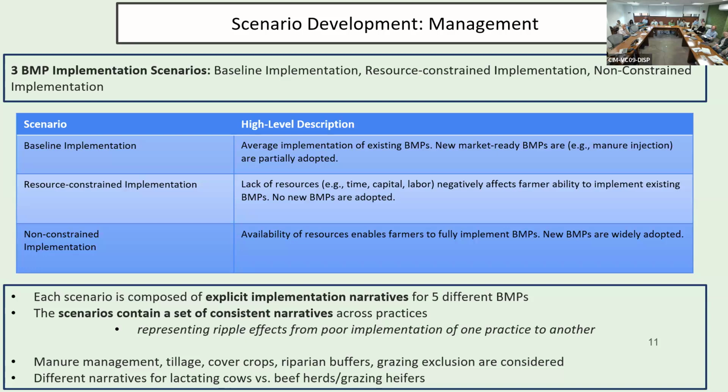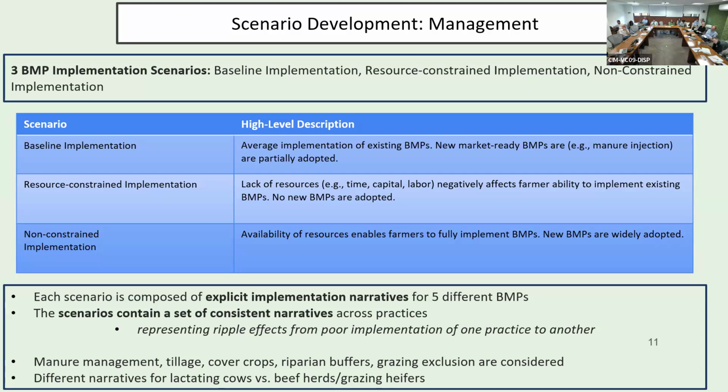We have a baseline implementation scenario. So this is average implementation of these management practices on the average farm, to the best that we can do this across the watershed. And then we have a resource constrained implementation. So this could be time, labor, capital. How does that affect a farmer's ability to implement existing BMPs? So, creating scenarios around that without new BMPs being adopted. And then non-constrained implementation: if farmers had all the labor, all the time, all the money, how would they implement these BMPs? So we're trying to capture the range of the water quality response to management implementation, all the way from very constrained to non-constrained whatsoever.